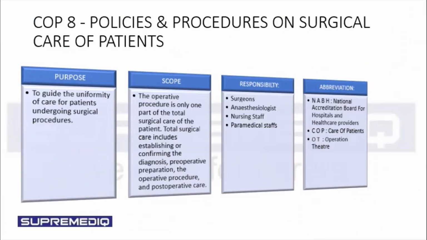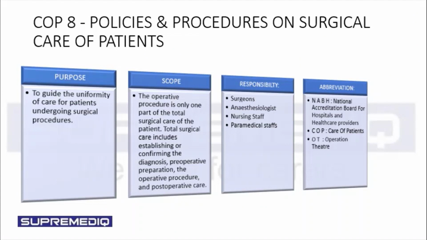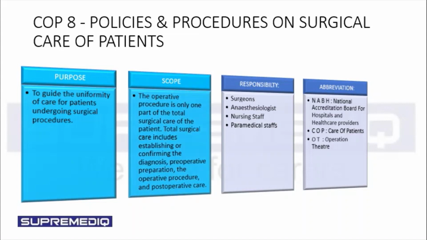COP 8. Policies and procedures on surgical care of patients. Purpose: to guide the uniformity of care for patients undergoing surgical procedures. Scope: the operative procedure is only one part of the total surgical care of the patient. Total surgical care includes establishing or confirming the diagnosis, preoperative preparation, the operative procedure, and post-operative care.